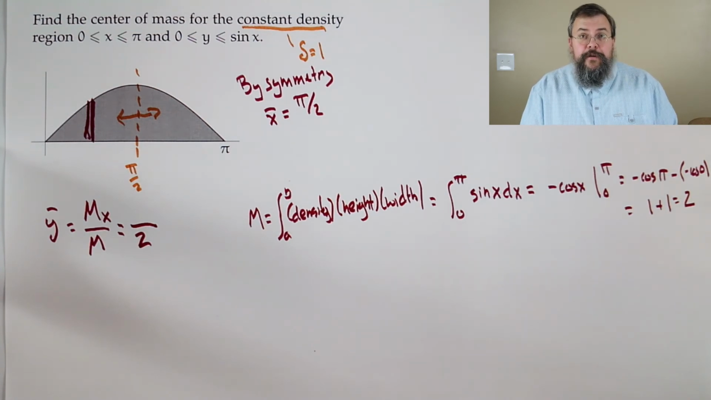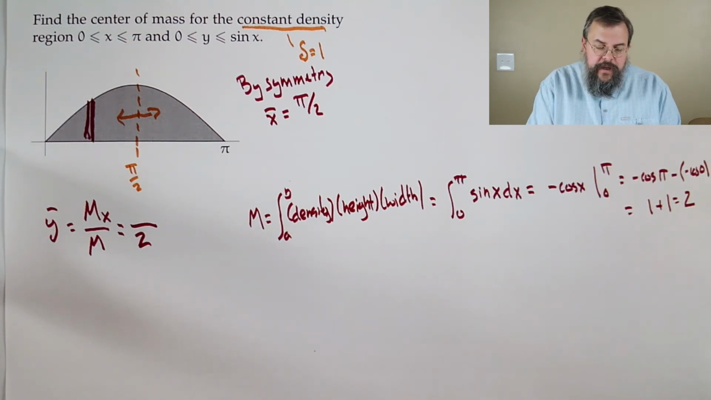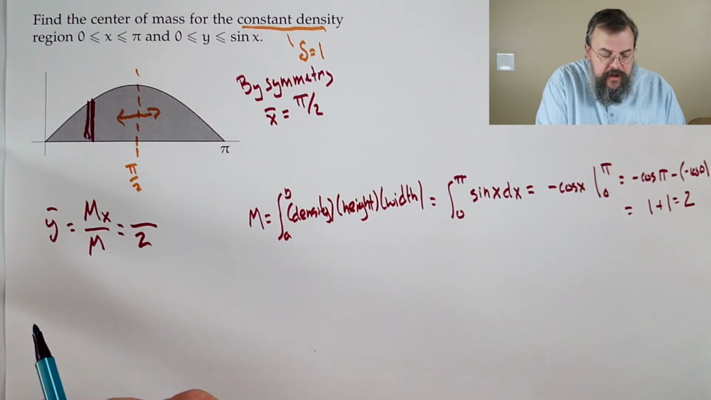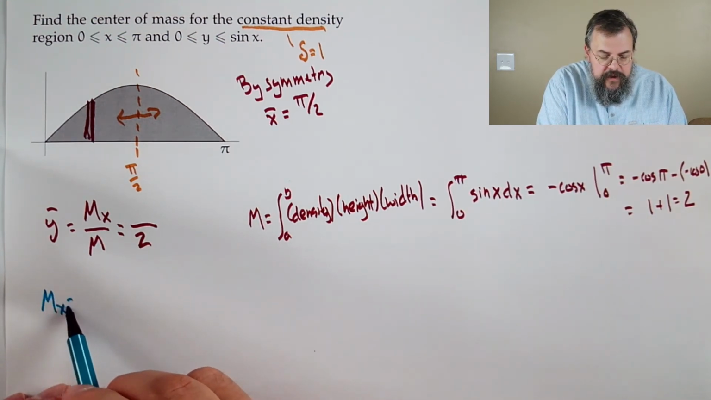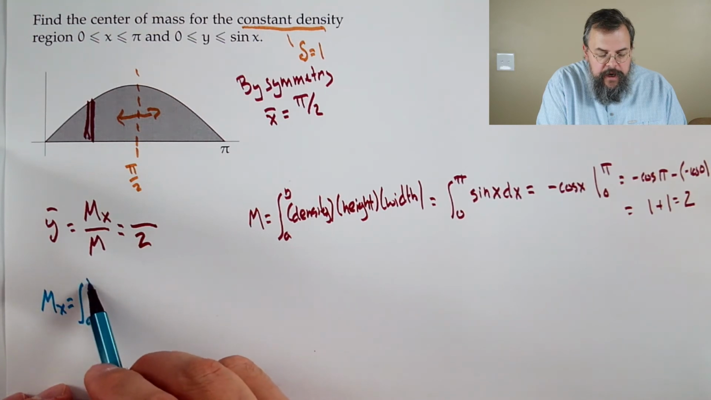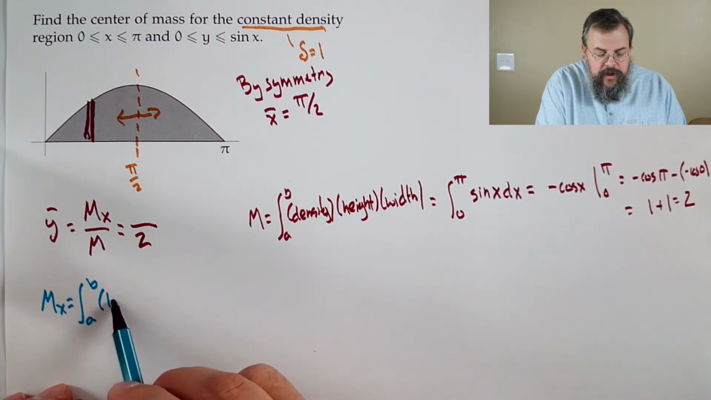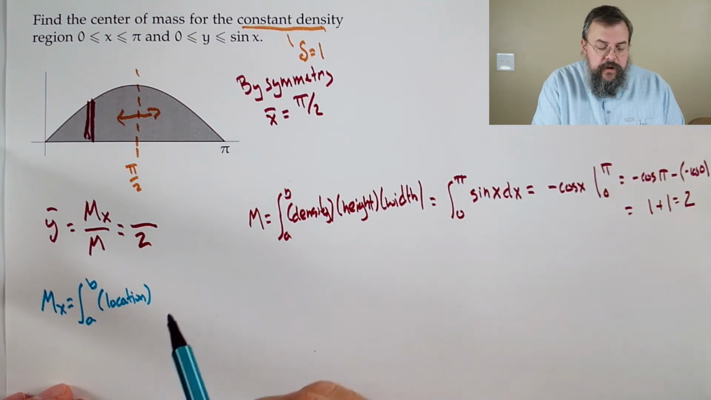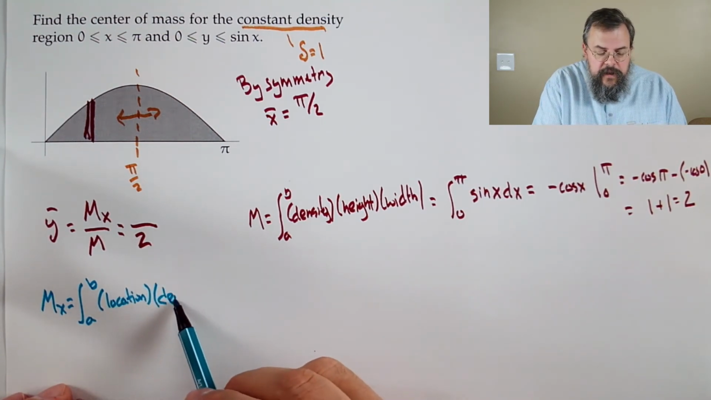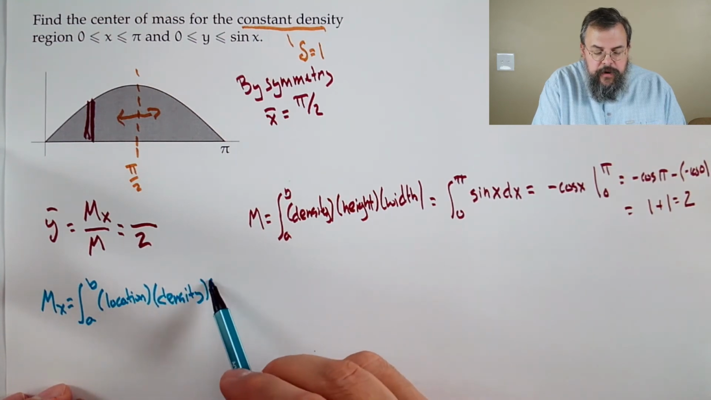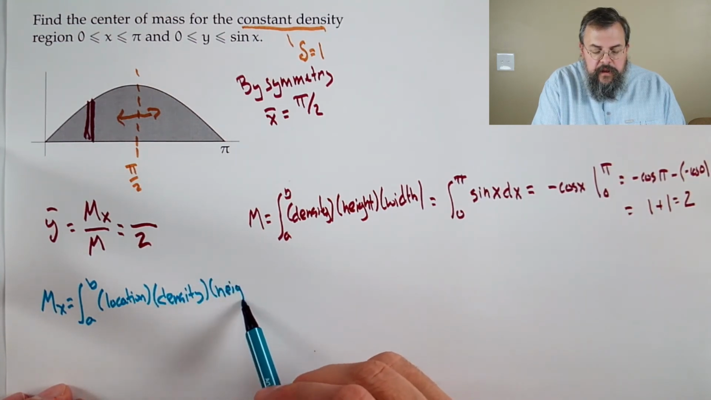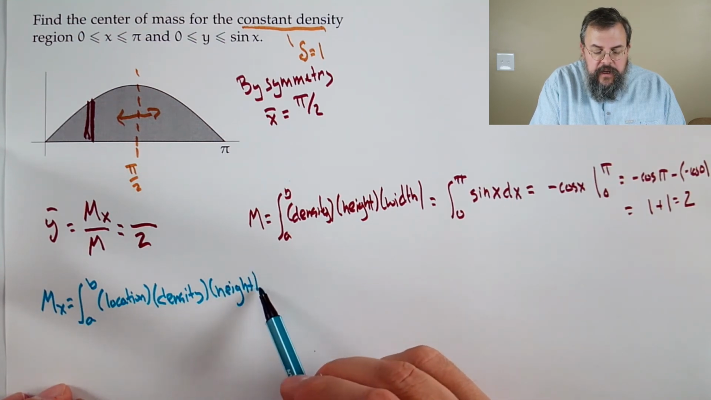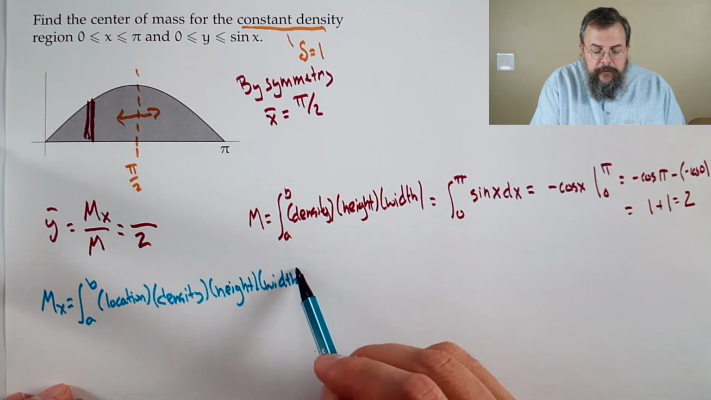Well, we suspected that would probably be the easier part of the computation. Let's turn now to our numerator. So what's our numerator? Our moment with respect to x is going to be a little bit more because there's an extra piece. Whenever we talk about moment, we're going to have a location involved, or if you like, distance. Either one, think of it. Location is technically a little bit more correct, but as long as you remember how it works, that's the important thing. So location, a density, a height, and a width.